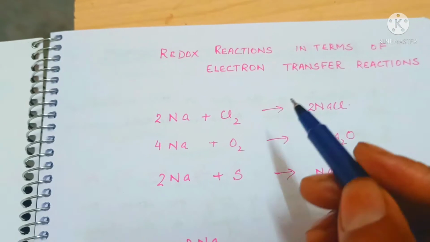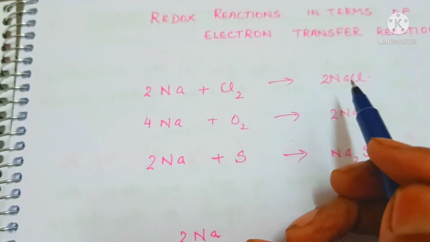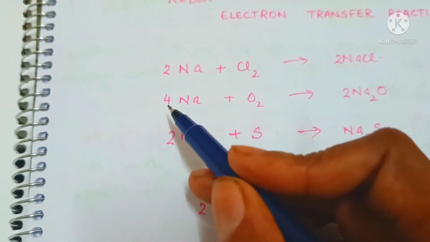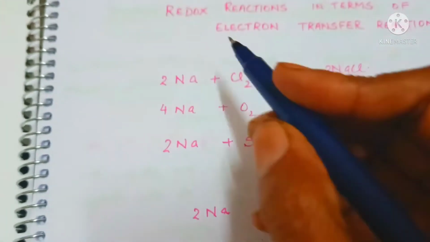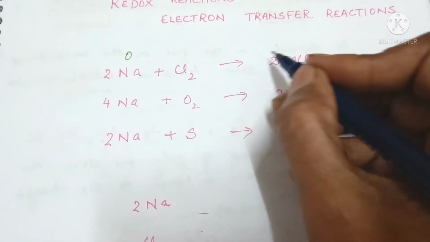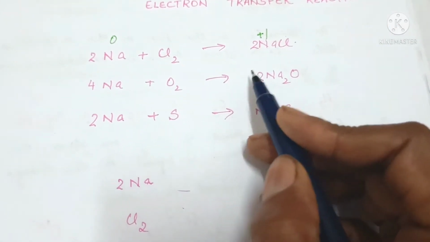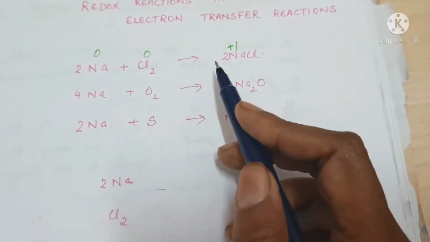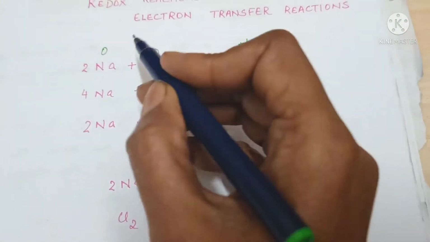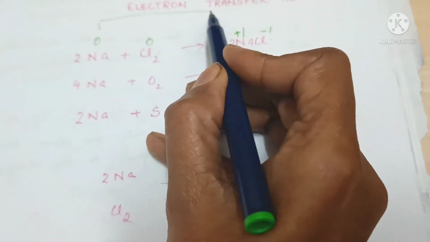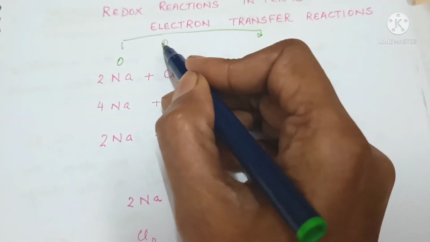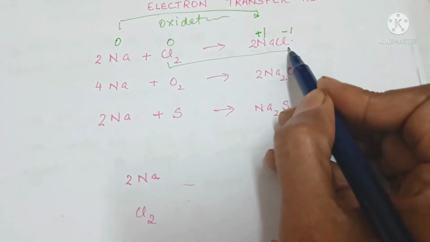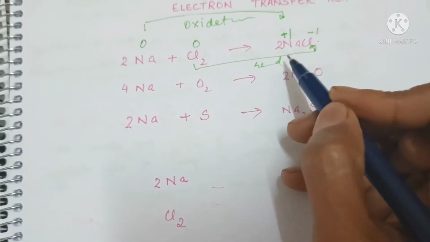According to classical concept, sodium is getting oxidized because oxygen or an electronegative element is being added to it. There is loss of electrons also. Sodium loses one electron to form sodium ion. Similarly, chlorine from zero oxidation state will gain one electron to form chloride ion. So loss of electrons is called oxidation and gain of electrons is called reduction. So chlorine is being reduced and sodium is being oxidized.